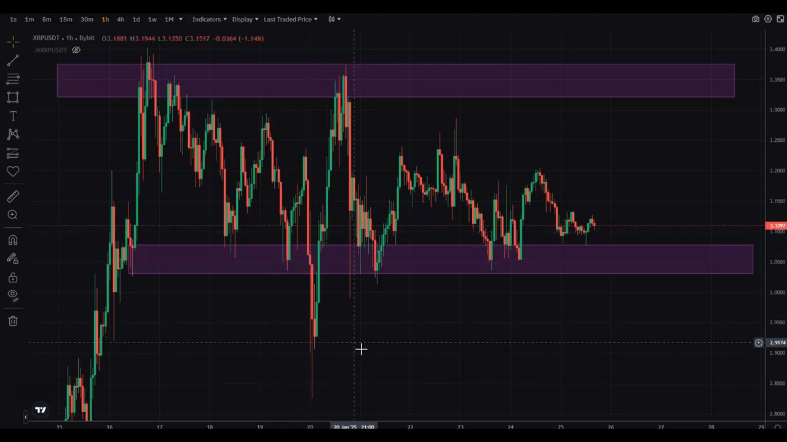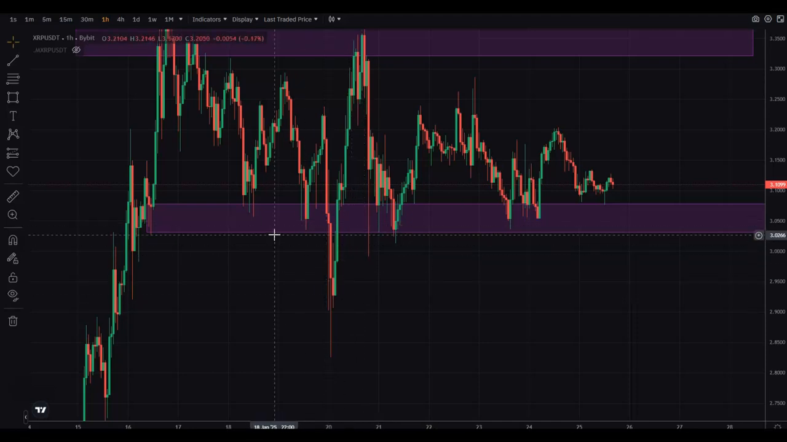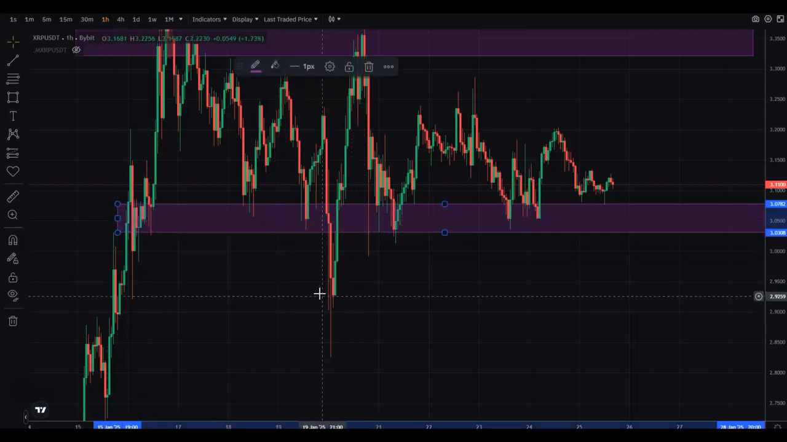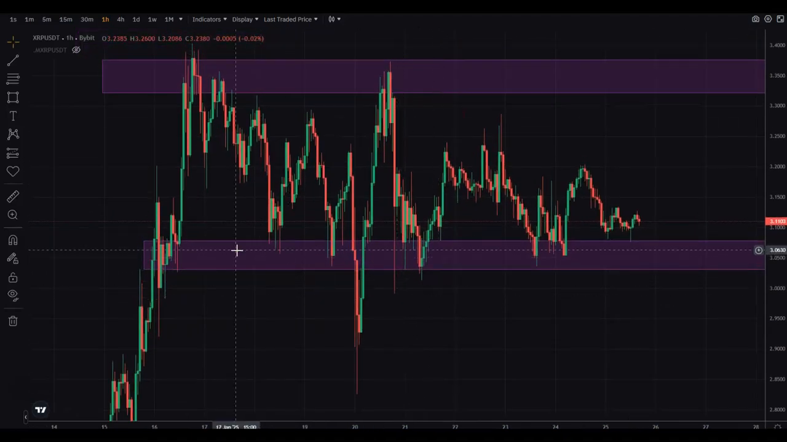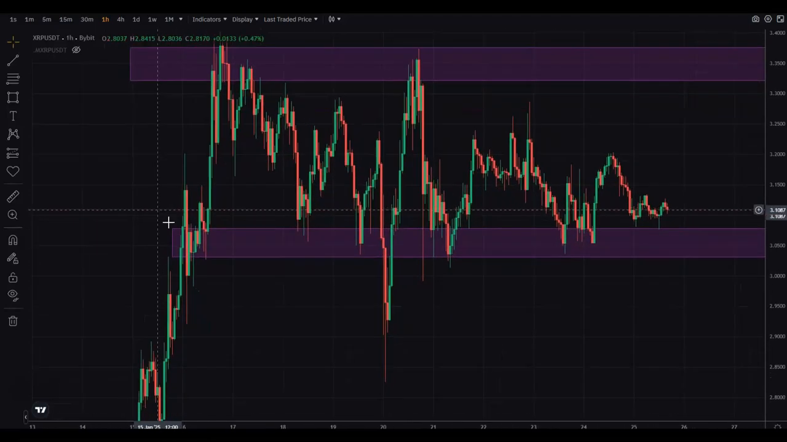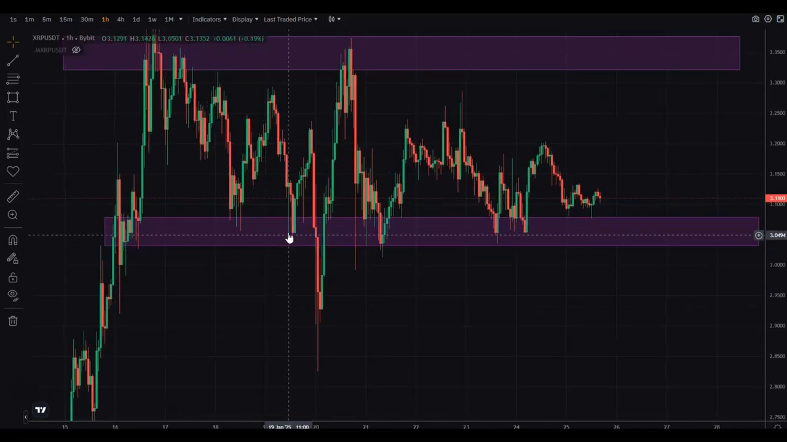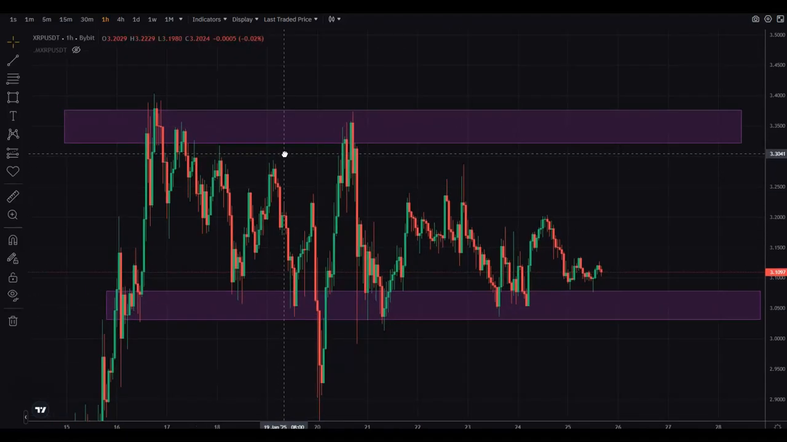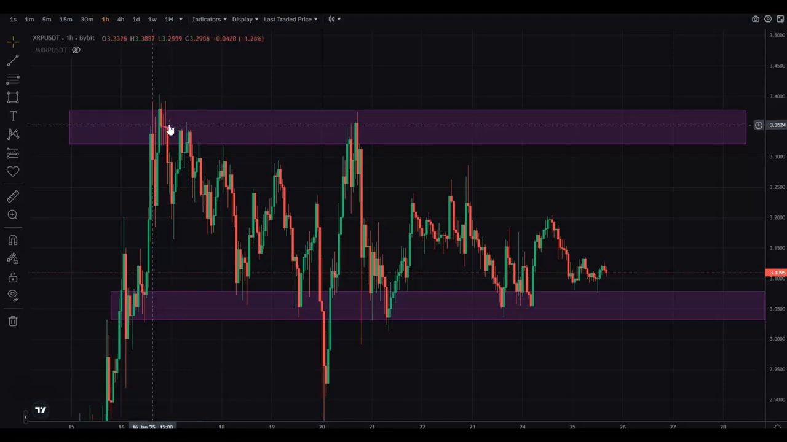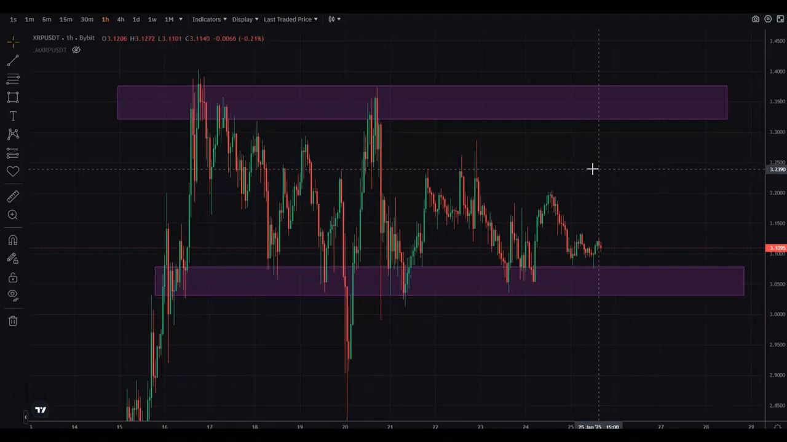Obviously it was broken before, but if the support zone was broken, it doesn't mean that the support zone is not there. The support zone or the resistance zone is where you can mark the most touch points in a vertical area of the market. So we have some consolidation here. Here's one touch point, the second touch point, third touch point, fourth, fifth touch point. So this is a clear support zone. In the resistance zone, we had 1, 2, 3 touch points, so it is valid also.